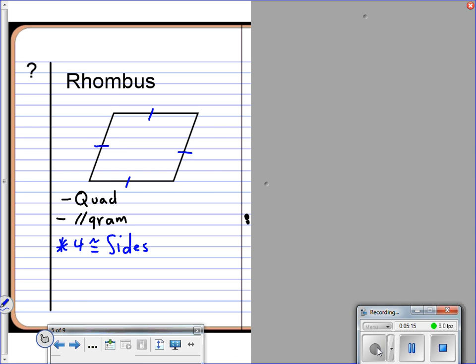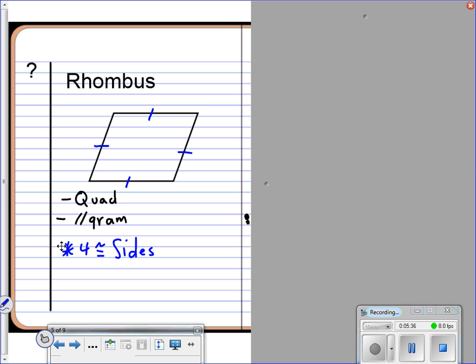All right, so let's take a look at a rhombus. A rhombus is a parallelogram, but what makes it unique is that it's got four congruent sides. That's the big feature of a rhombus. So if I know it's a parallelogram and four sides are congruent, I know it's called a rhombus instead of just any old parallelogram.